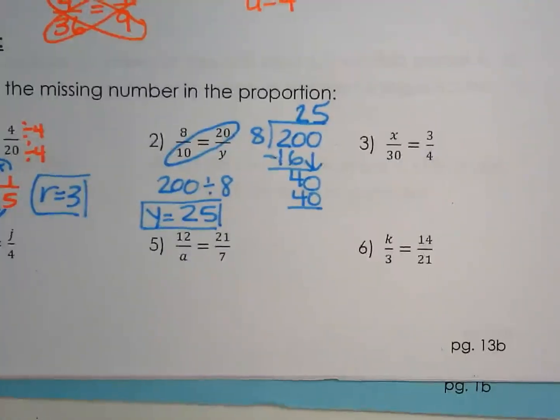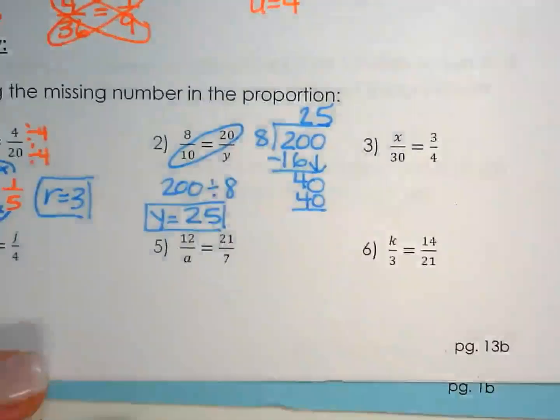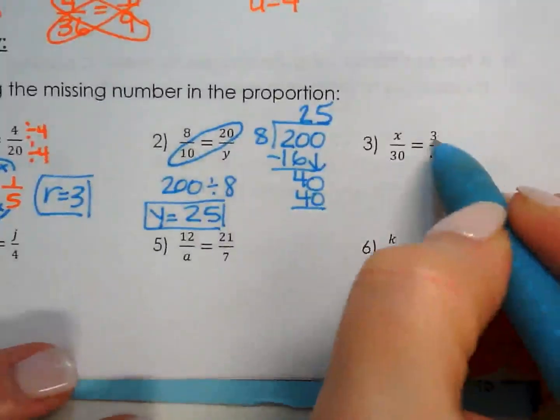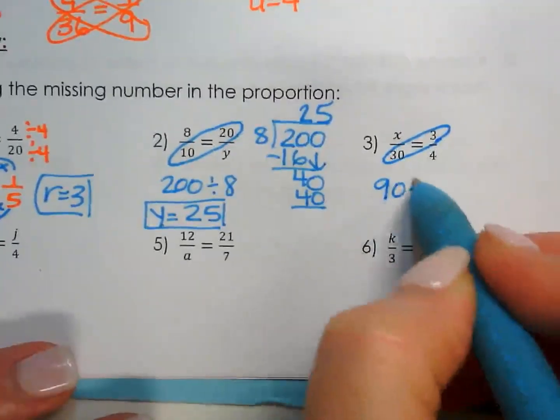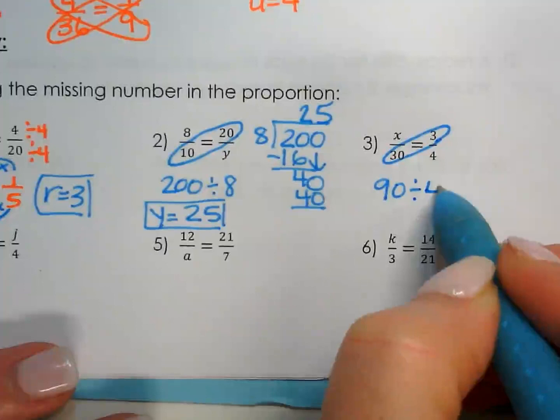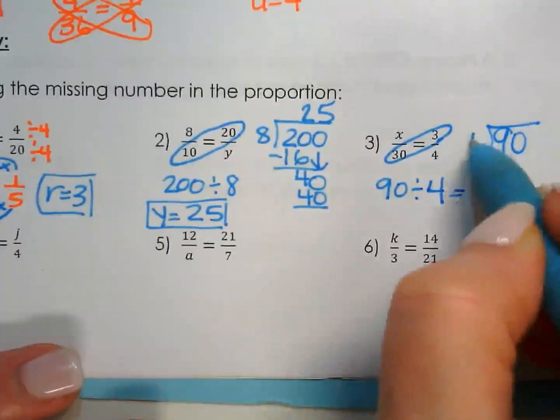Butterfly, right? I don't have a good, easy relationship here that I can find, but I can use the butterfly method. What is 3 times 30? 90. And what number are we going to divide by? 4. Do that on your paper. 90 divided by 4.